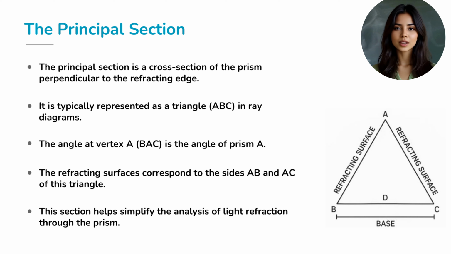To understand refraction through a prism, we often simplify it by looking at what's called the principal section. The principal section is like slicing the prism along a plane that's perpendicular to its refracting edge. This gives us a triangular cross-section, usually labeled as triangle ABC in diagrams. The angle at vertex A between sides AB and AC is our angle of prism A. These 2 sides represent the refracting surfaces.